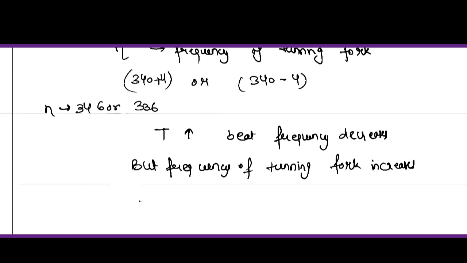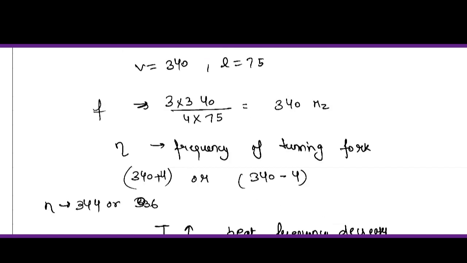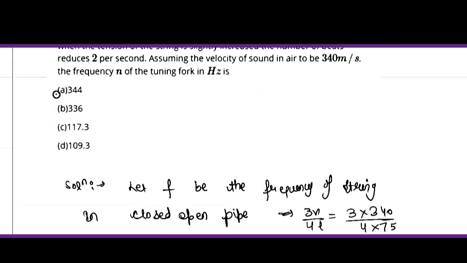So we get the frequency of the tuning fork n equals 344 hertz, if we add 4 to 340. So our frequency of the tuning fork is 344 hertz. Now we check which option is correct here. So option A is correct.